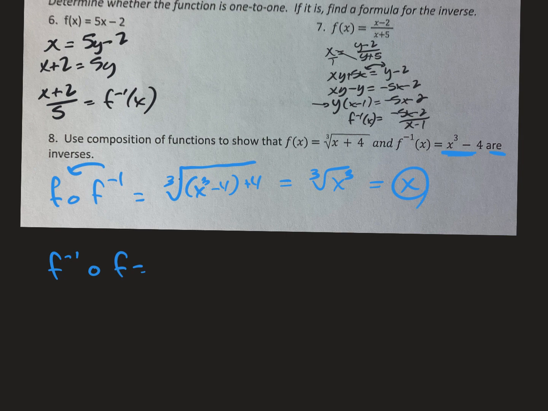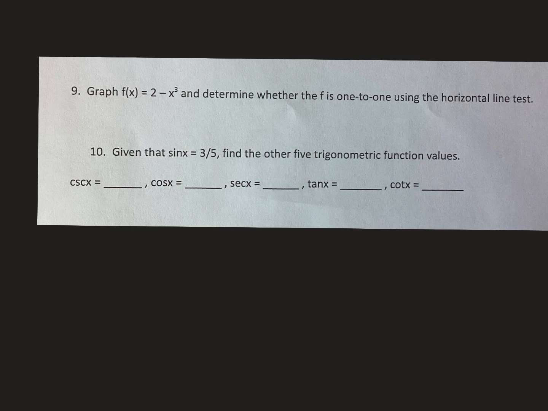The second one, I'm going to go backwards. I'm going to plug in function f, the first one, into the second one. So I'm going to take that x plus 4, the cube root of x plus 4, cube it, and subtract 4. If you cube a cube root, the root goes away, so you get x plus 4 minus 4. The 4's cancel, you get x. Imagine that.